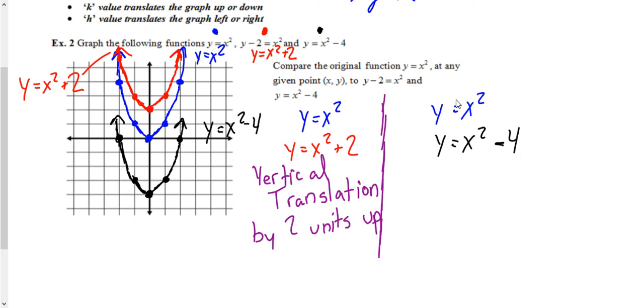Over here, we have the base equation x squared, and we're comparing it to x squared minus 4. So clearly we're going minus 4, so that's down 4. So again, that's a vertical translation. So I'm going to write this down: vertical translation by 4 units down.